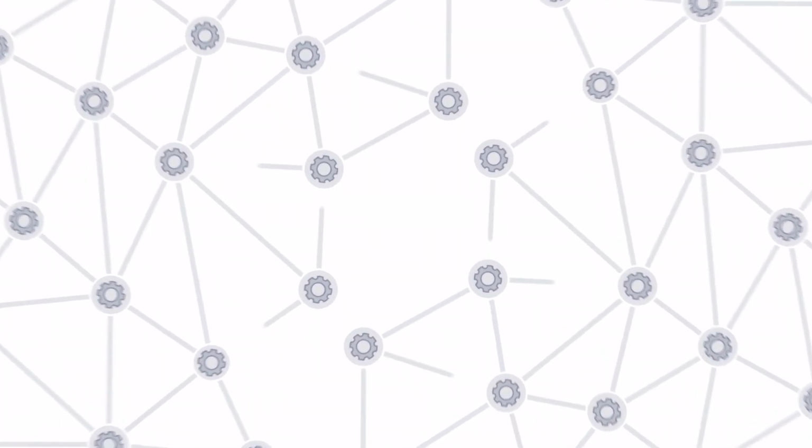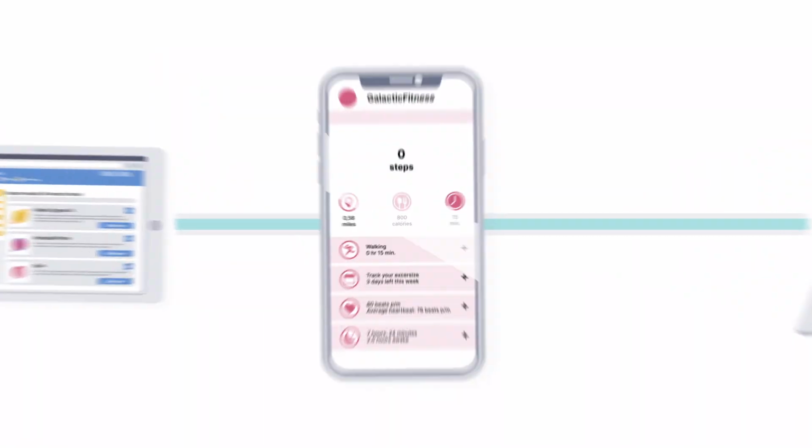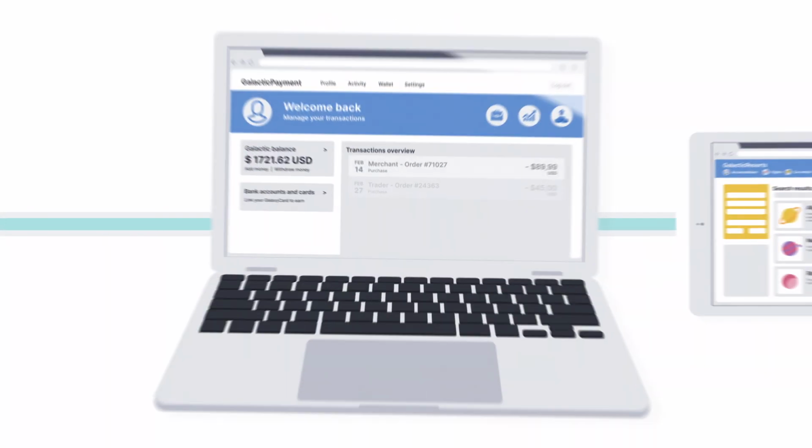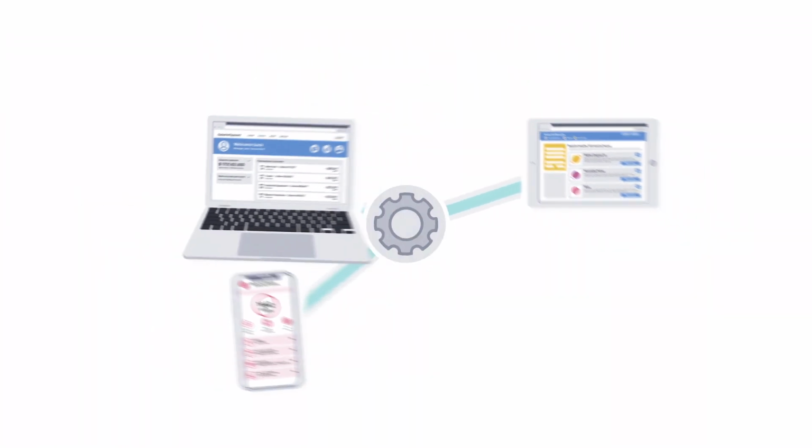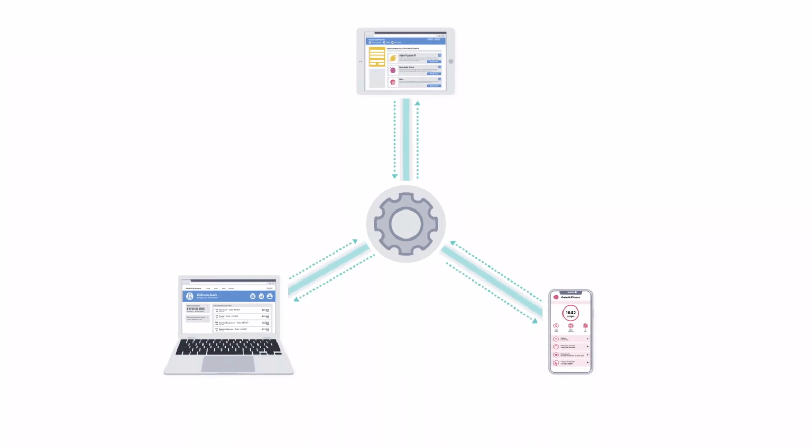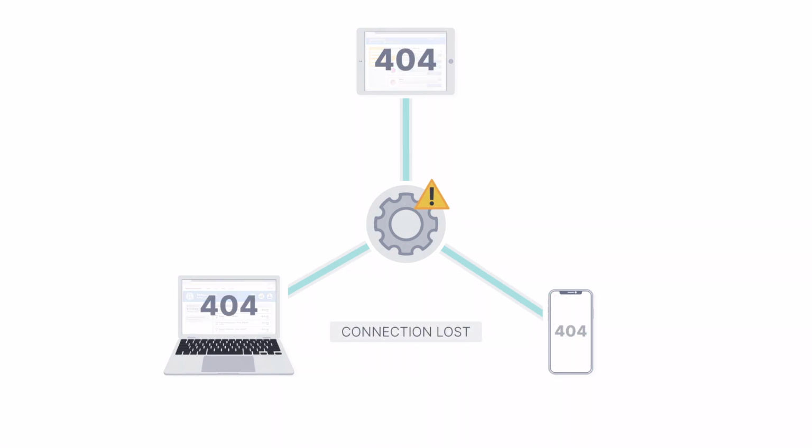APIs are everywhere. You use them to book a hotel room, track your workout on your phone, or to transfer money to a friend. All of these services rely on APIs. If your APIs fail, your applications fail too.